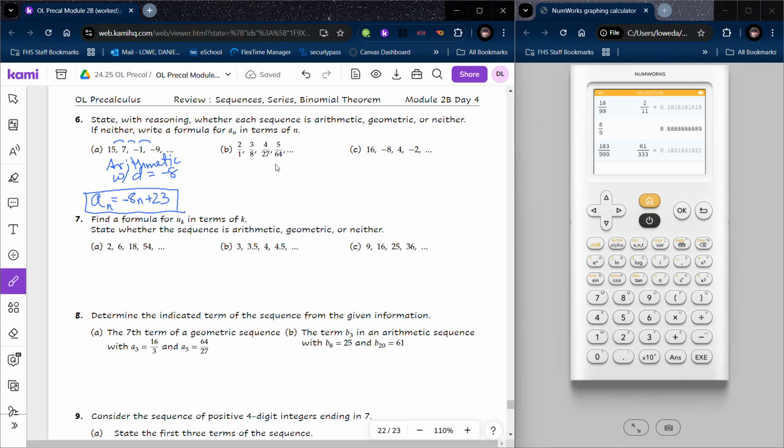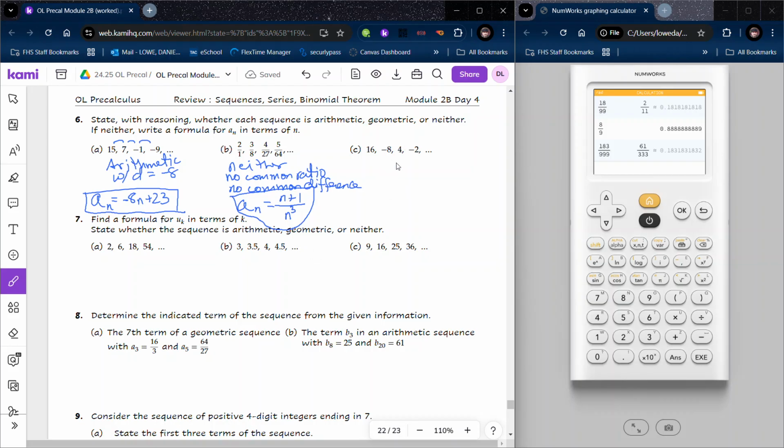My denominator seems to be cubes. If I look, 1, 8, 27, 64. So I know that this is neither because we have no common ratio. We have no common difference. And my nth term, it looks to be that the numerator is going to be n plus 1, and the denominator is going to be n cubed. And so I want to make sure that it looks like I have n cubed, and there we have it.